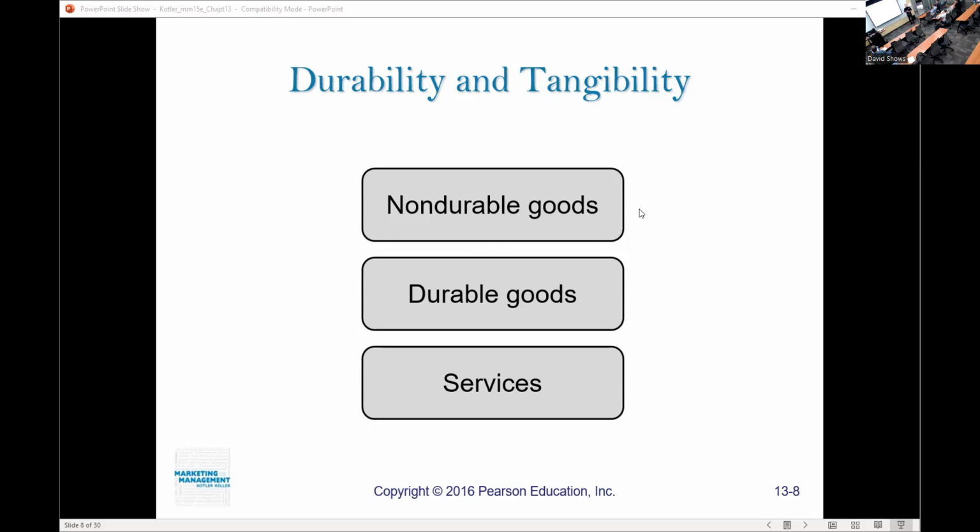Durable goods are goods that last beyond a single session, and the expectation is they have a lifespan. Washers, dryers, computers.